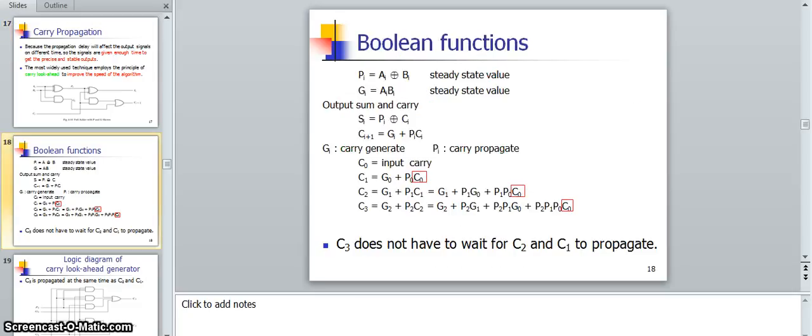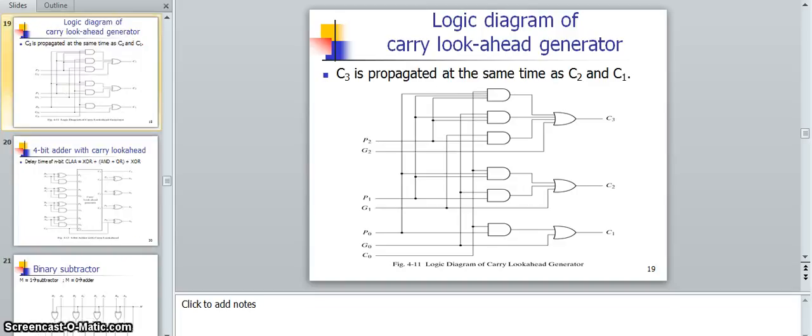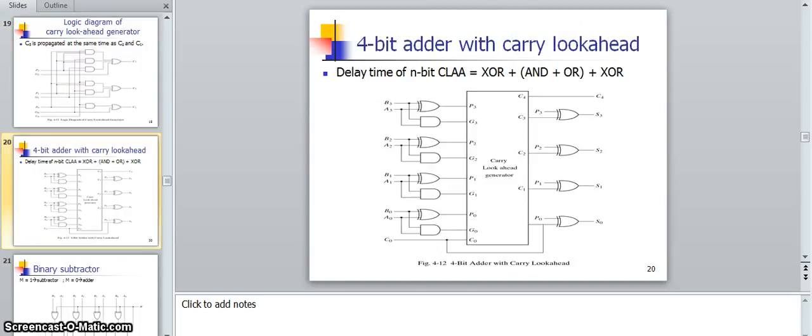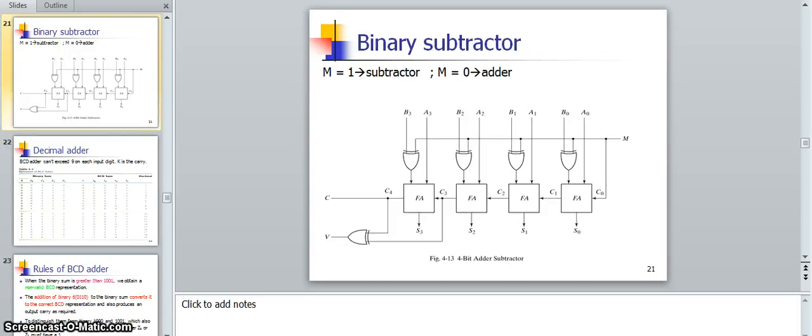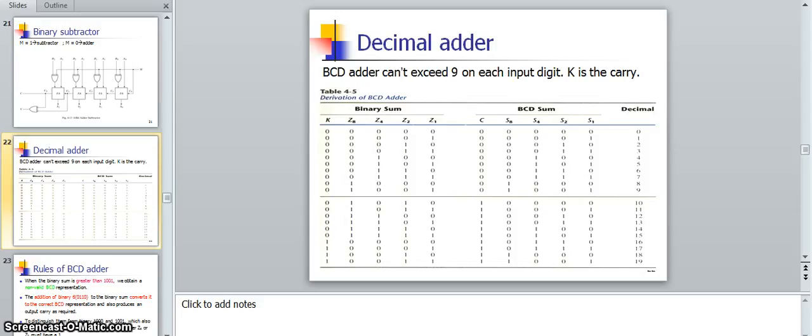These are the expressions for the look ahead adder. This is the logic diagram of the carry look ahead generator. This is the 4-bit adder with carry look ahead. This diagram indicates the 4-bit adder and subtractor. This is the truth table.